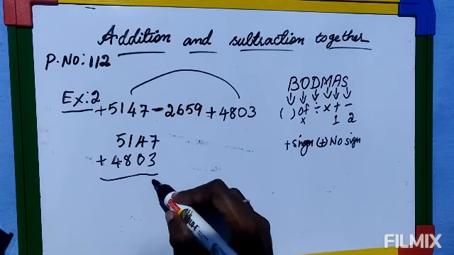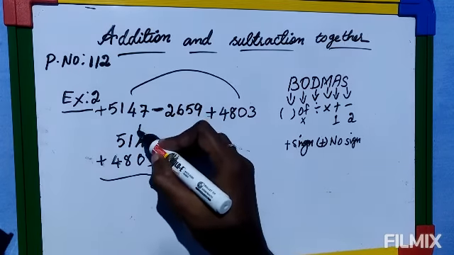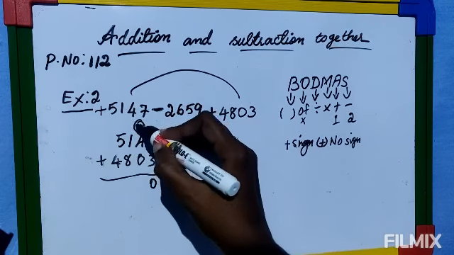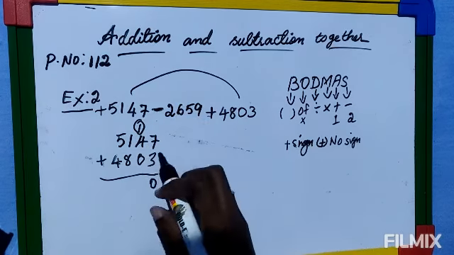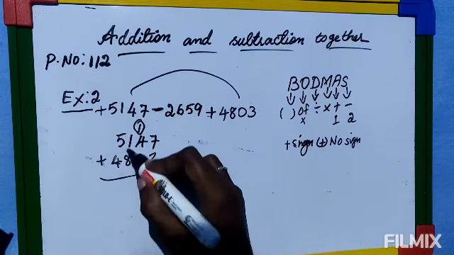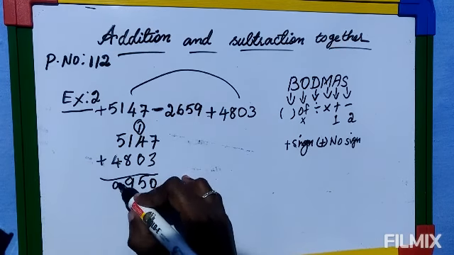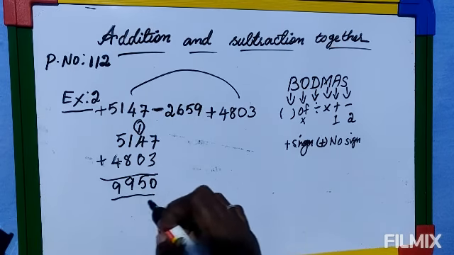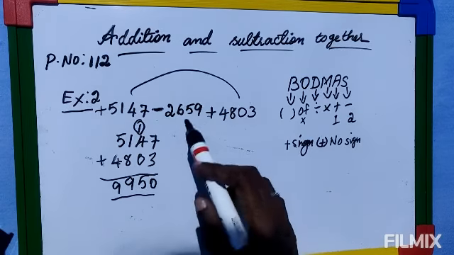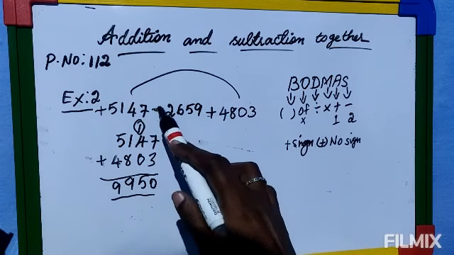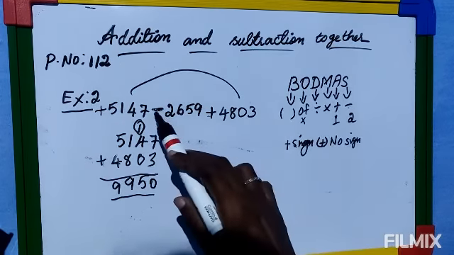7 plus 3, 10. So 0 you will write here, 1 you will carry here. 4 plus 1, 5. 5 plus 0, 5. 1 plus 8, 9. 5 plus 4, 9. So we have finished the addition. Now you have to do the minus. After plus only minus. So you have to do the minus.